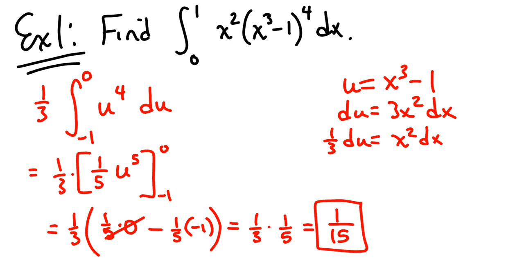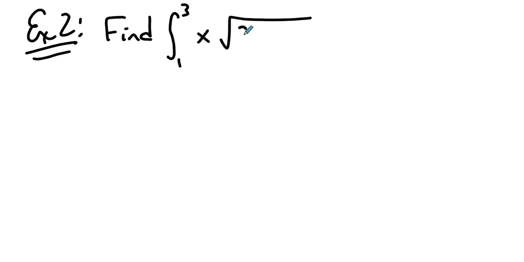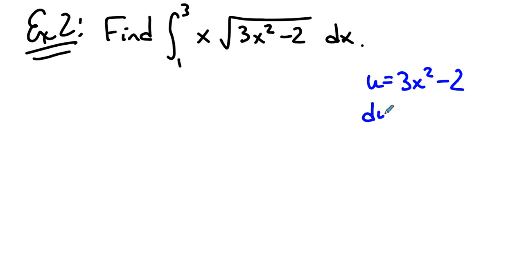I will show one more. Let's find the integral from 1 to 3 of x times the square root of 3x squared minus 2 dx. Now, again, I know what you're thinking. You're thinking this is obviously a u substitution, and we know this to be true because the derivative is pretty much hanging out right there, right?